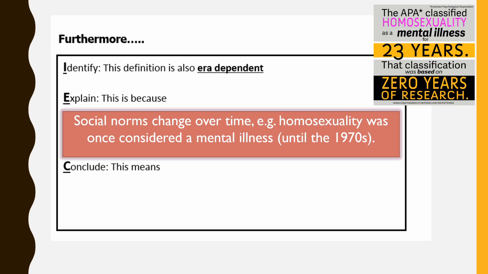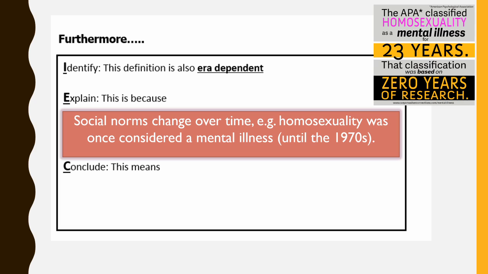So this is because this definition, deviation from social norm, does not account for the fact that social norms change over time. And again, notice I've built in an example. So homosexuality was once considered a mental illness. Did you know that up until the 1970s, if you were openly gay, you were classed as having a mental illness? In fact, up until the 1950s, you could have been institutionalised if you were shown to be a homosexual. So social norms change over time.